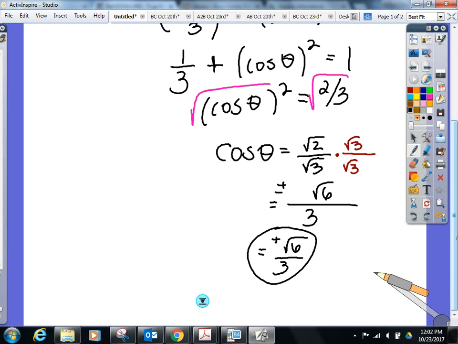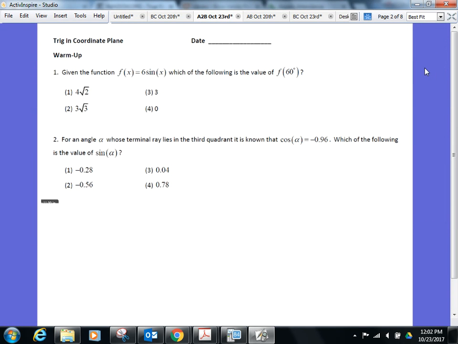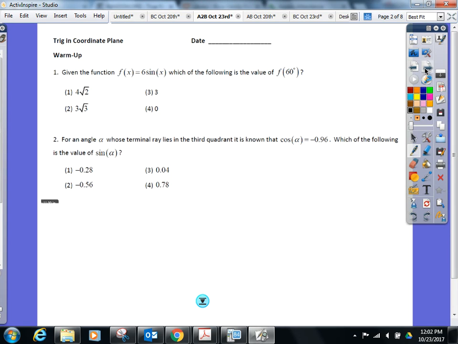Reagan, we all right here? Okay, go to your packet now. It's time to review. Let's see where we are with all this. Should just be the next day. It says warm up at the top.